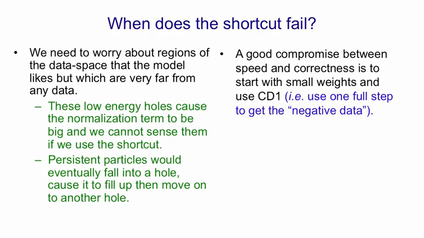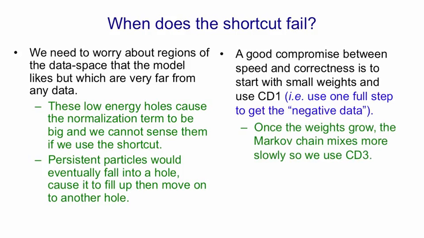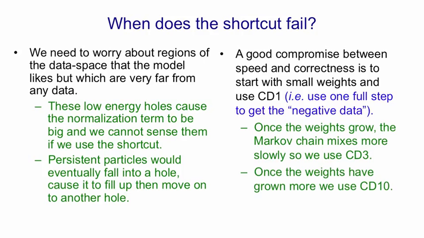A good compromise between speed and correctness is to start with small weights and to use CD1, that is contrastive divergence with one full step to get the negative data. Once the weights have grown a bit, the Markov chain is mixing more slowly, and now we can use CD3. And once the weights have grown more, we can use CD5 or 9 or 10. So by increasing the number of steps as the weights grow, we can keep the learning working reasonably well, even though the mixing rate of the Markov chain is going down.